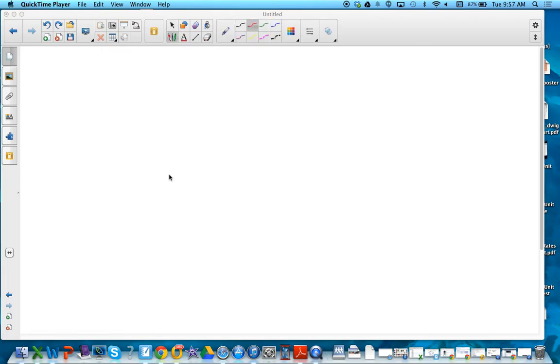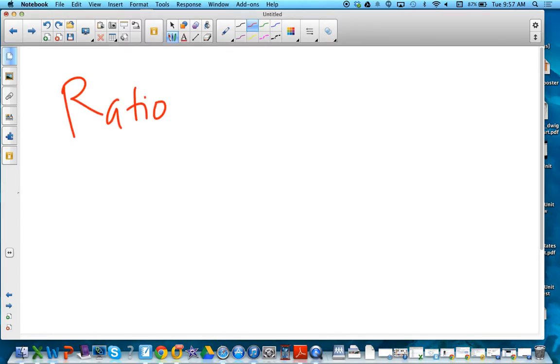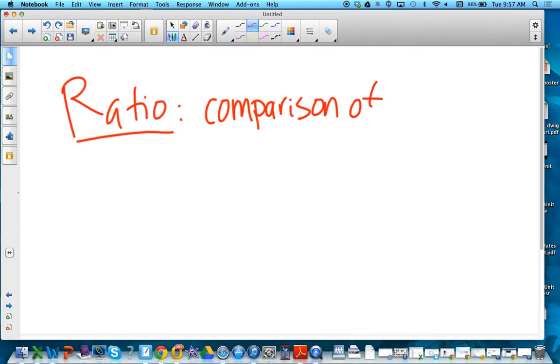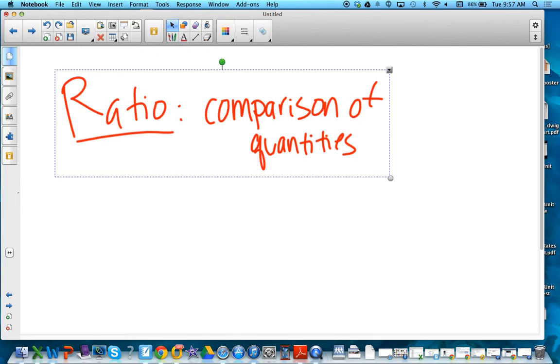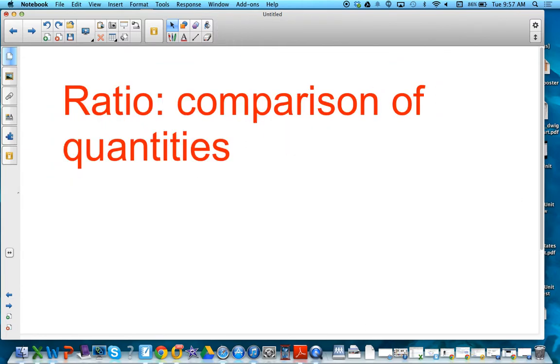So a ratio is a comparison of quantities. That's really all it comes down to, a comparison of quantities. That is it. All right, a ratio is a comparison of quantities. Normally it's two quantities, but it certainly could be more than that.